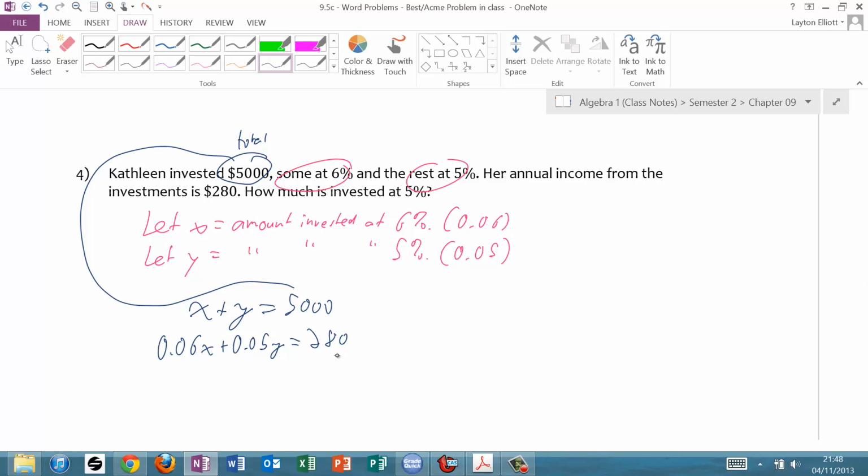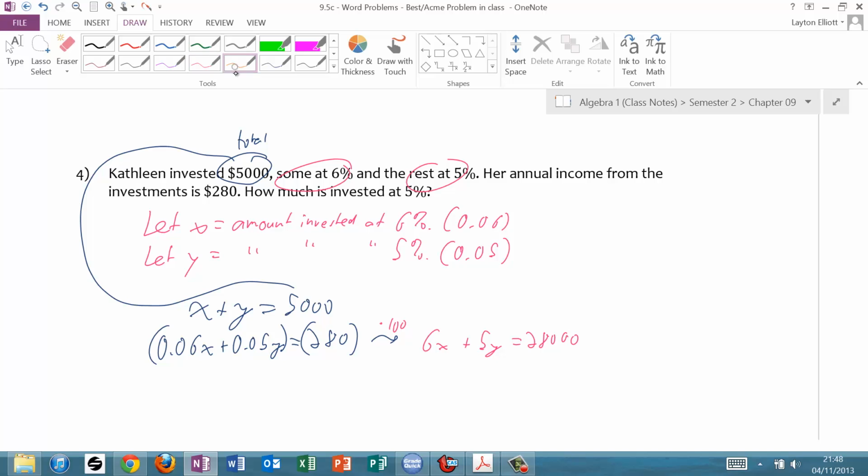Okay, we're going to kind of do the same thing where we switch over to the right a little bit. I'm going to multiply the left and the right sides of this equation by a number that's going to clear those decimals. If we want to move the decimal places right 2 places, I'm going to multiply by 100. If I multiply by 100, I get 6x plus 5y is equal to 28000.